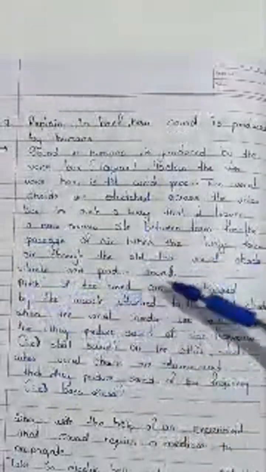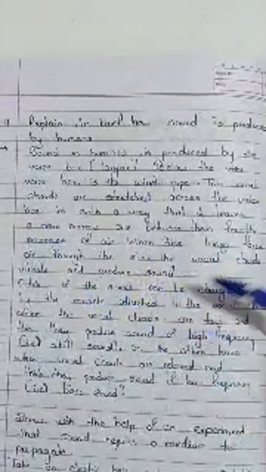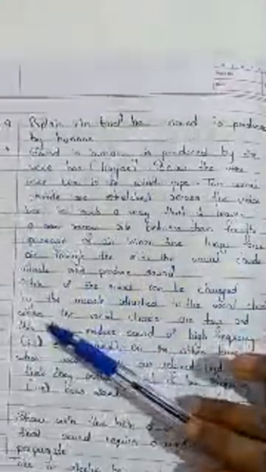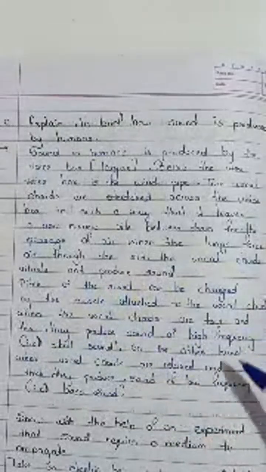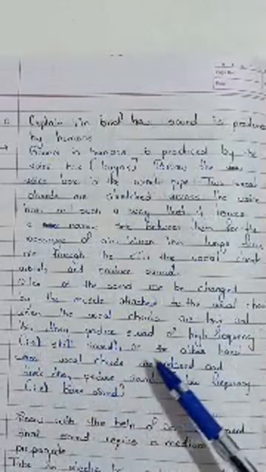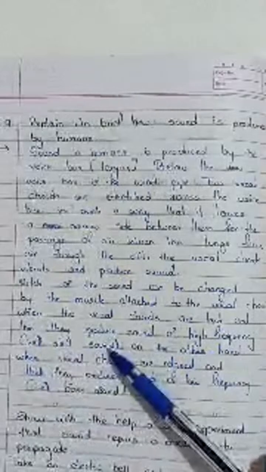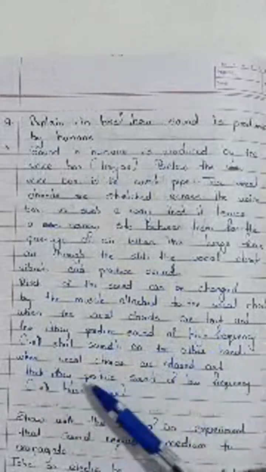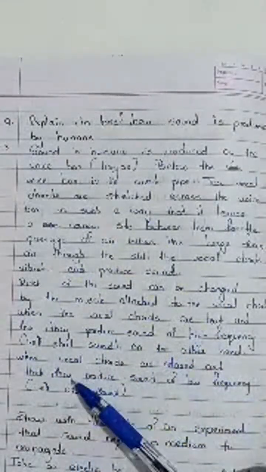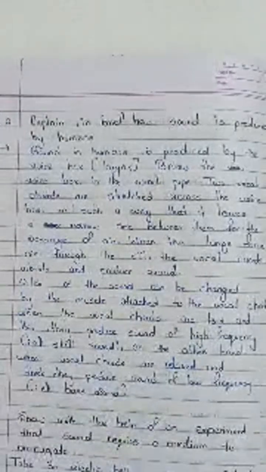Pitch of the sound can be changed by the muscles attached to the vocal cords. When the vocal cords are taut and thin, they produce sound of high frequency, that is, shrill sound. On the other hand, when vocal cords are loose and thick, they produce sound of low frequency, that is, bass sound.